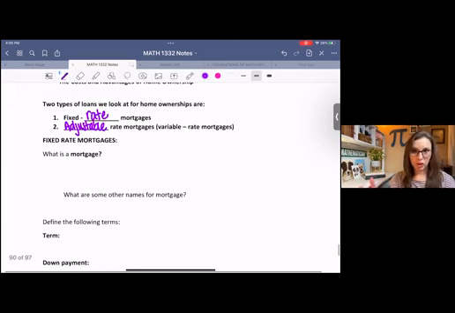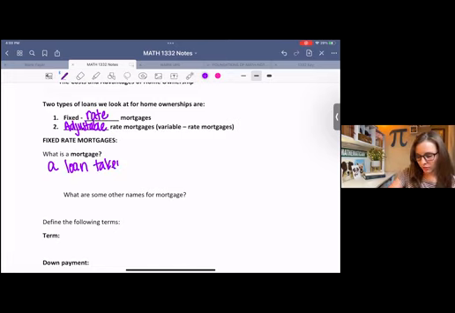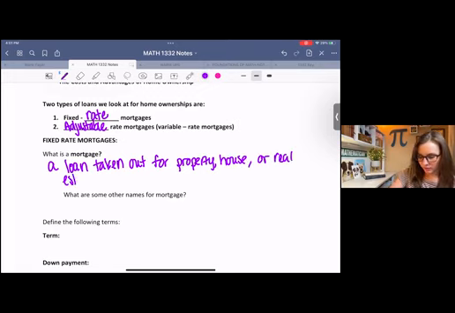So what is a mortgage? You probably heard of a mortgage. A mortgage is a loan taken out for property, a house, or other real estate. And another name that you might hear for mortgage would be a deed of trust or security deed.